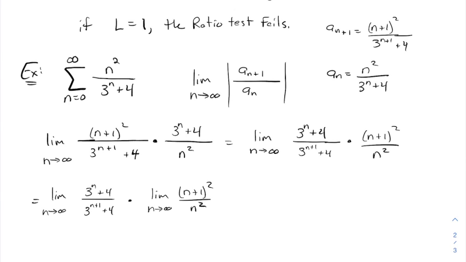All right. Now, this n plus 1 squared, I'm going to FOIL that out. You get n squared plus 2n plus 1. And now let's look at dominant terms here. For this limit, the dominant term on top is n squared, and the dominant one down here is n squared. For this limit, the dominant term is 3 to the n. Down here it's 3 to the n plus 1. So overall, this limit over here is just 1.